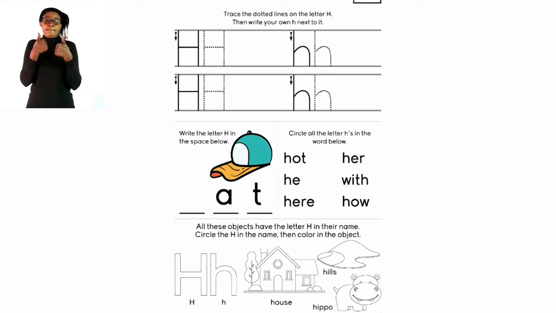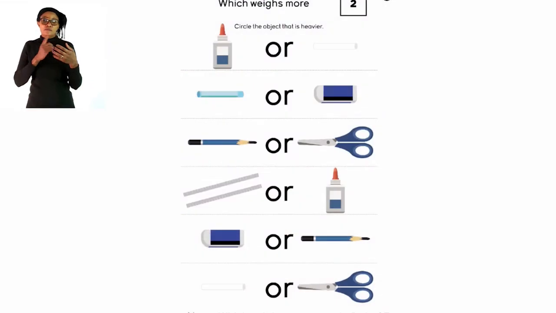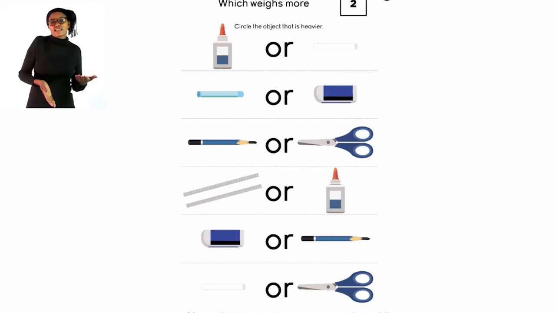Good, boys and girls, we are done with the H. Let's continue on the next page, page 11. Go to page 11. Now you must listen carefully. Which weighs more? What does that mean? We have to see which one is heavy and which one is light.